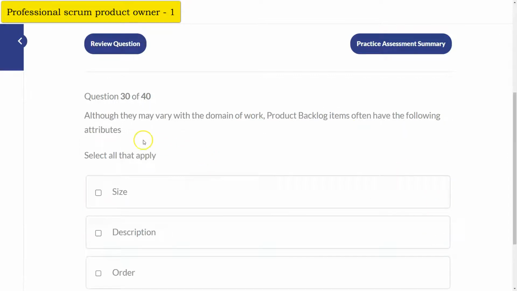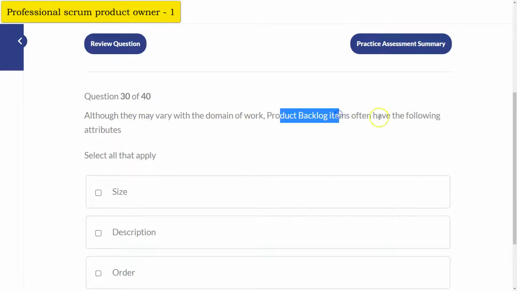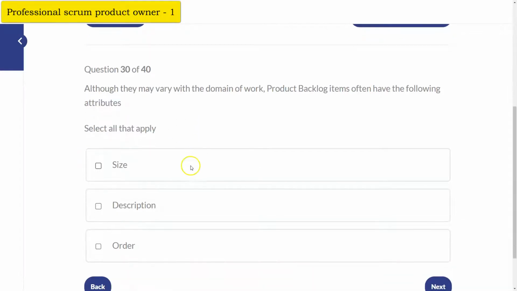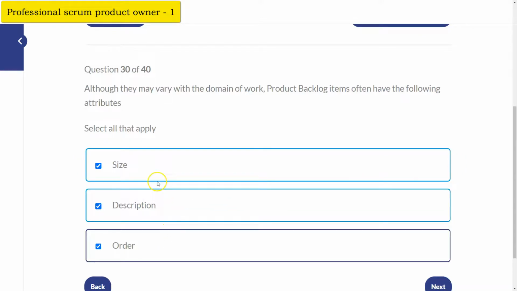Alright guys, next question. Although they may vary with the domain of work, product backlog items often have the following attributes. Select all that apply. Size, that's true. Description, that's true. Order, true, right? So guys, product backlog items can have size, description, and order.